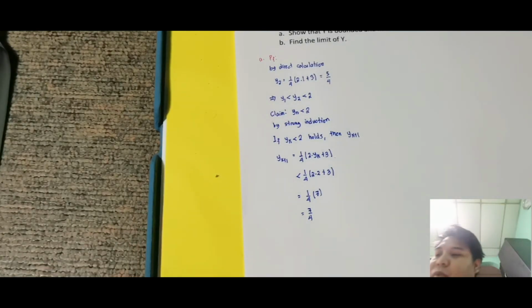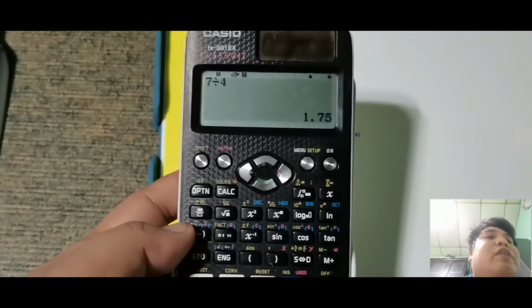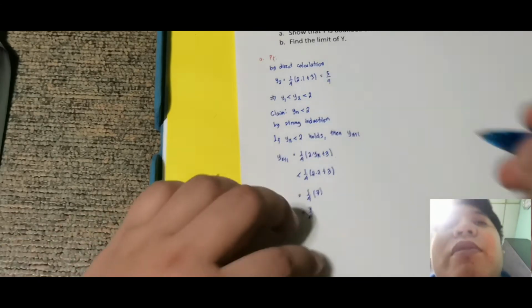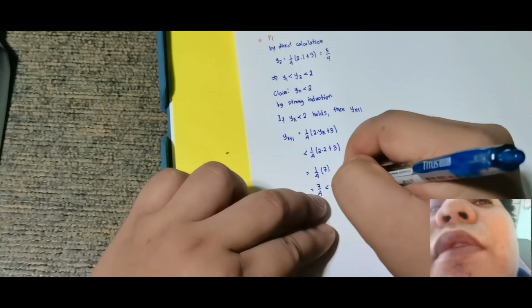So, ano ba yung 7/4 something na yan? Yung 7/4, check natin sa calculate. 7 divided by 4, pindutin po ang calculate, that's 1.75. So, imagine mo so y sub k plus 1 natin, 1.75 lang siya. Hindi pa rin umabot ng 2, which is less than 2.